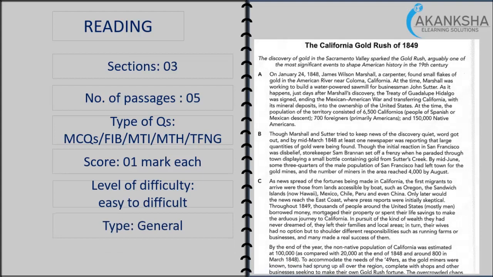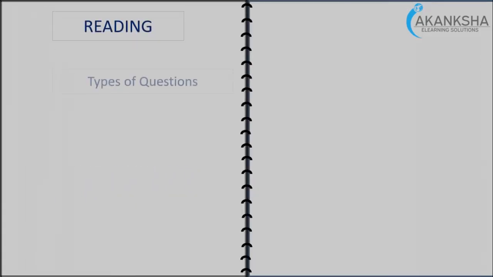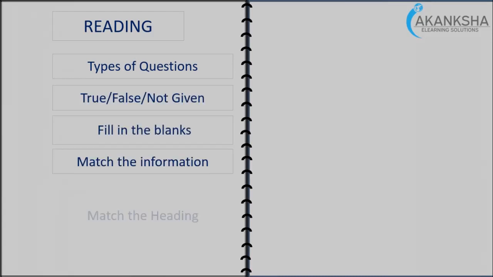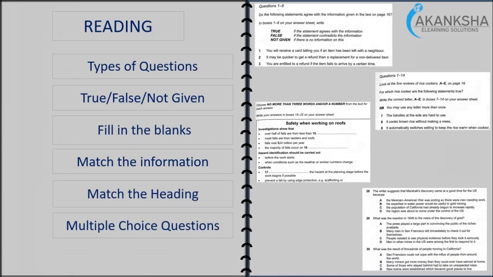In the regular classes, I'm going to give you an overview and a detailed strategy which is needed in order to crack the test. However, now let's focus on the overview alone. Let's see the types of questions in detail, how each one of them looks. This is how they look, where you have true, false, and not given, fill in the blanks, MCQs, that is multiple choice questions, and match the information as well. So these are all the types of questions that we have in the reading section.